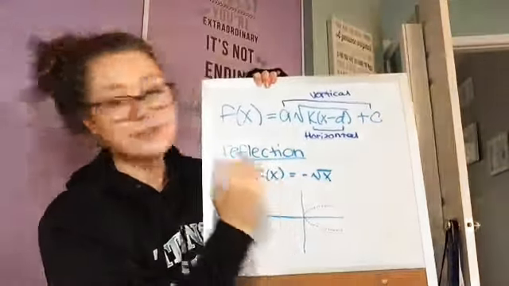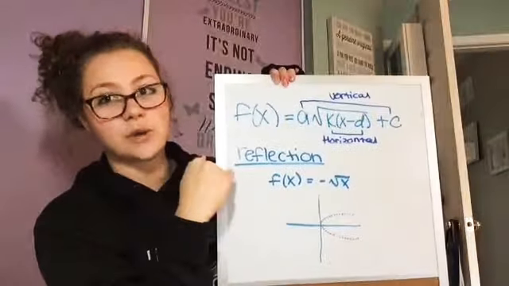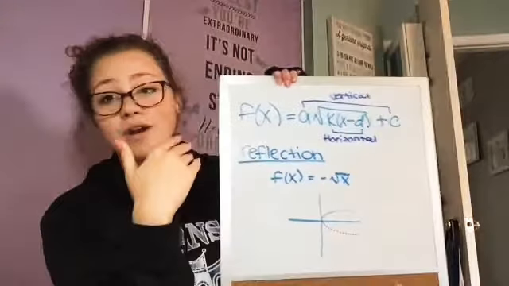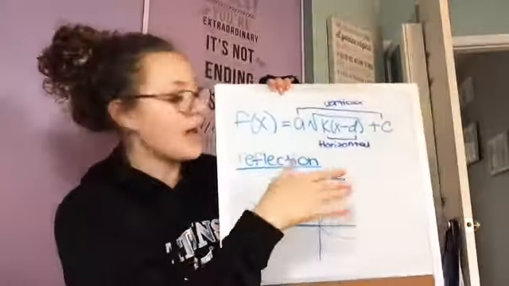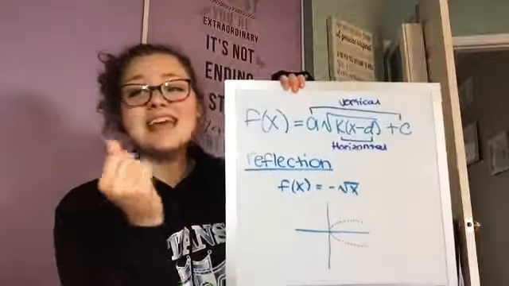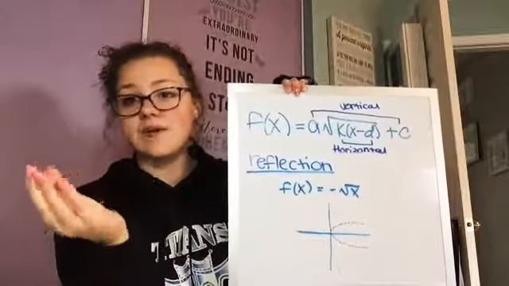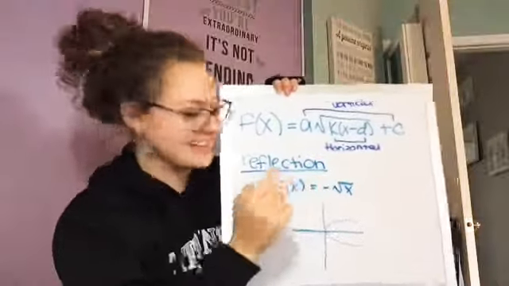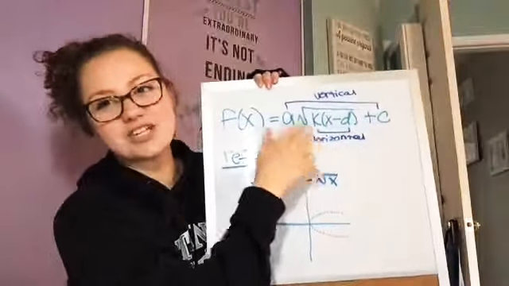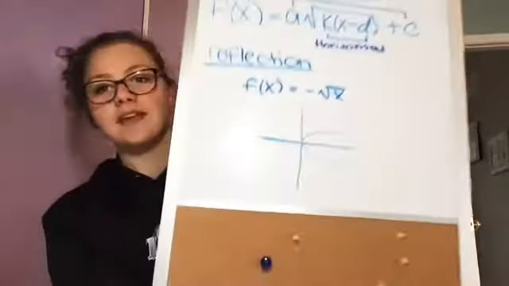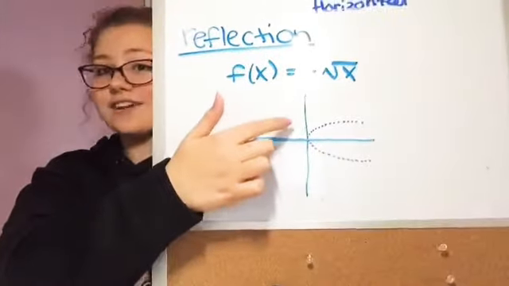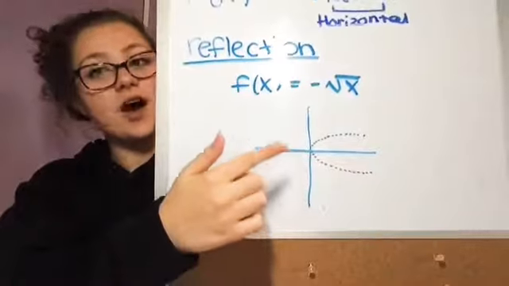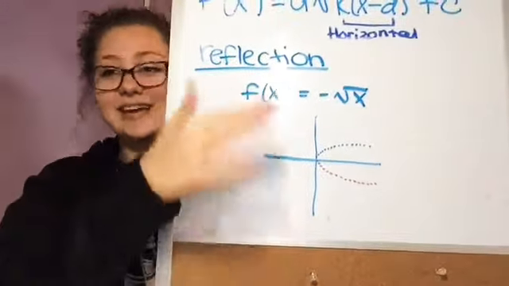negative sign on the outside of the square root function. But if I wanted to reflect it horizontally, that would affect the k value, which means that the negative sign would be inside the square root function. So, as you can see in my graph, the dark blue is our parent function, and the red is our reflected function. It's just like a mirror.